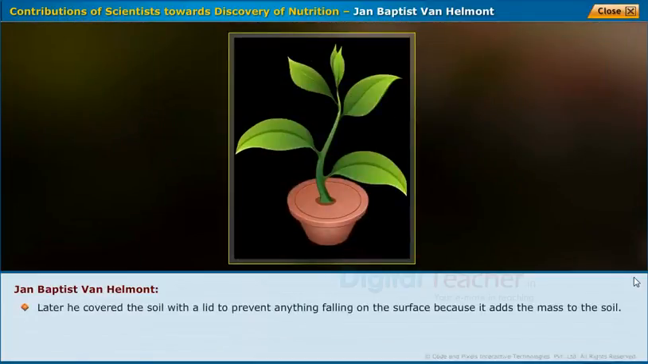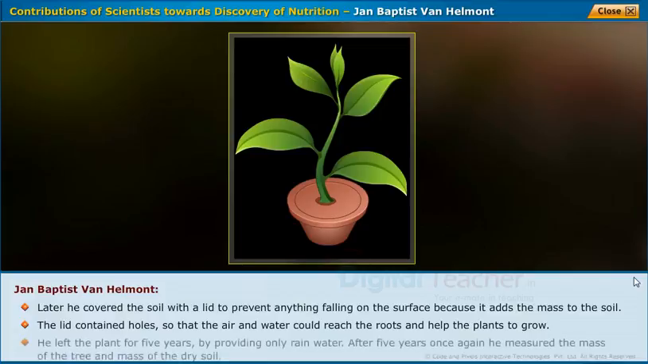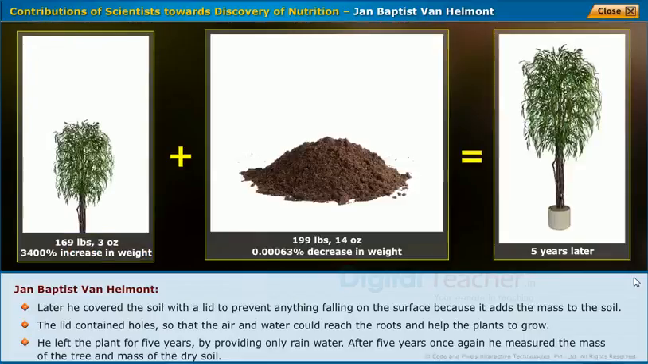Later, he covered the soil with a lid to prevent anything falling on the surface because it adds mass to the soil. The lid contained holes so that the air and water could reach the roots and help the plant to grow. He left the plant for 5 years by providing only rainwater. After 5 years, once again he measured the mass of the tree and mass of the dry soil.